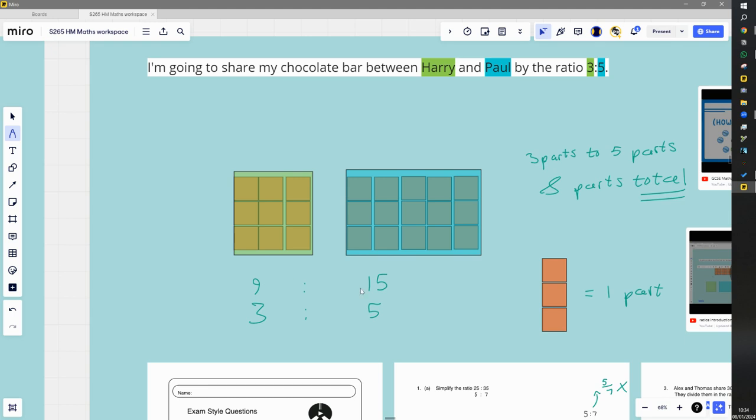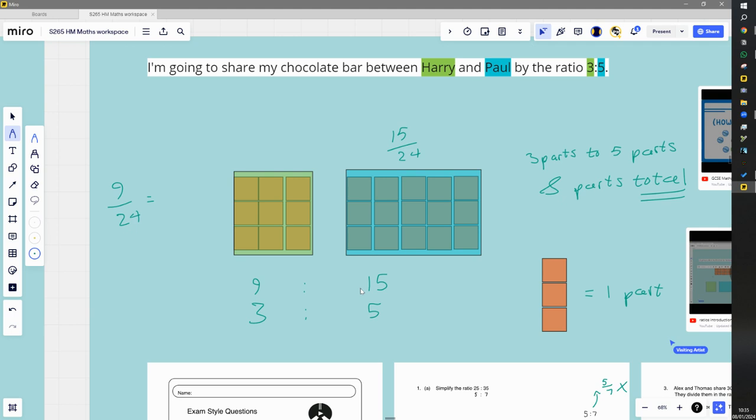If we said what fraction of the chocolate bar does Harry have, it's not going to be 9/15, because the total number of pieces of chocolate is going to be 9 plus 15, which is actually 24. So Harry has 9 out of the 24 pieces, and Paul has 15 out of the 24 pieces.